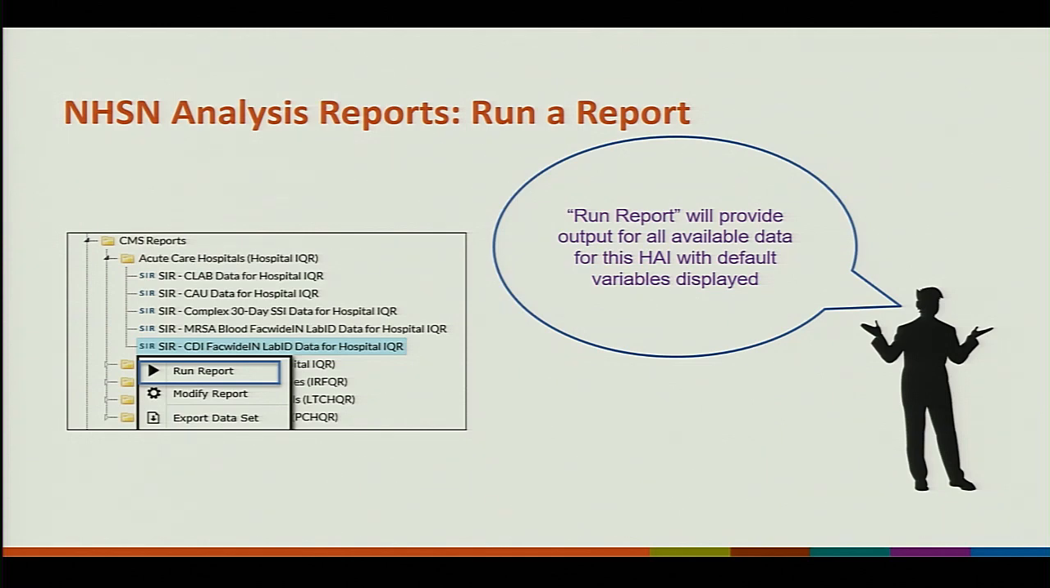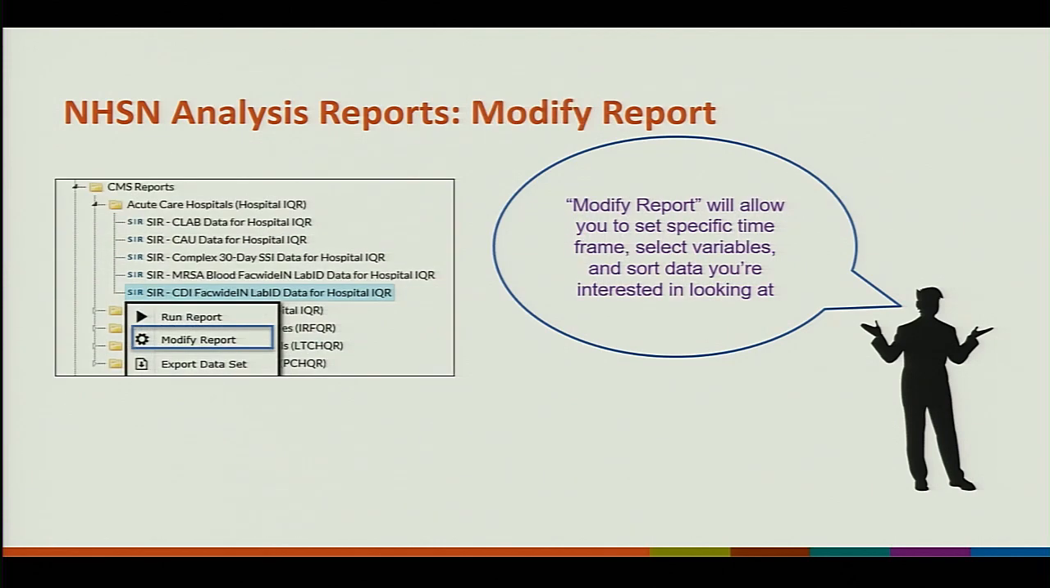So when you actually want to run a report, when you actually want to look at some of these reports at NHSN, there's three options typically when you select a report you want to run. One, you can just simply run a report, and that's going to provide an output of all the available data for an HAI or for CMS report that you select here. So you're not doing any kind of modification. Whatever you've put into NHSN, you regenerated your data sets, it's going to get spit out when you run a report.